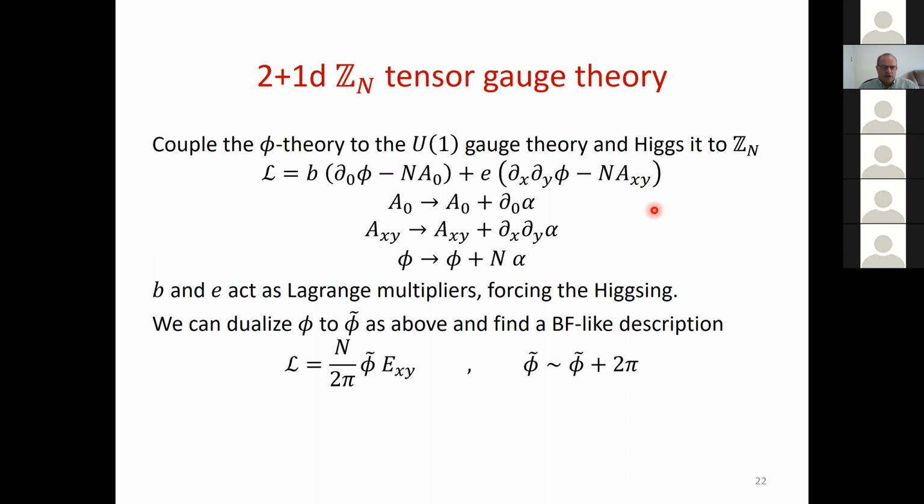And another way to think about that, we already said that phi can be dualized by changing phi into phi tilde. It's the same duality transformation we mentioned before. And then this Lagrangian can be written as n phi tilde EXY. EXY is the electric field. Phi tilde is a circle-valued field. I wrote the identification here. And this is what is normally called the BF description. This is B, which in this case has a single component. And this is F, which we have only the electric field, so we wrote it as EXY.